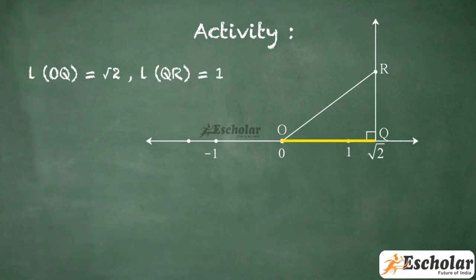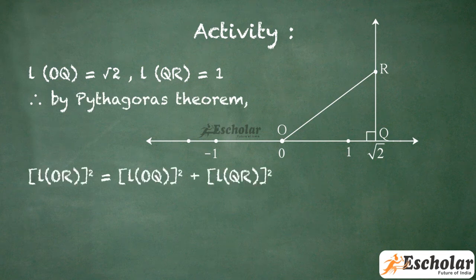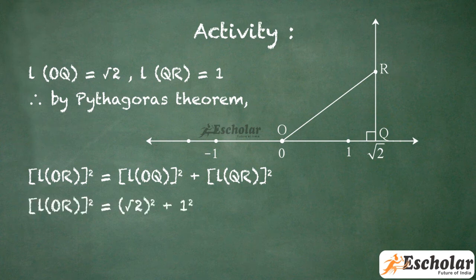Length of OQ is equal to root 2. Length of QR is equal to 1. Therefore, by Pythagoras theorem, length of OR square is equal to length of OQ square plus length of QR square, is equal to root 2 square plus 1 square, is equal to 2 plus 1, is equal to 3. Therefore, length of OR is equal to root 3.